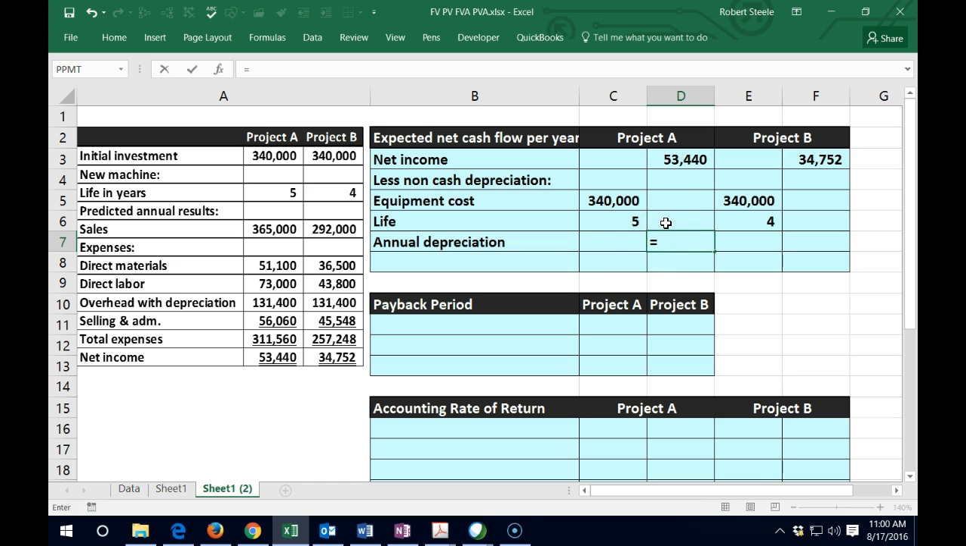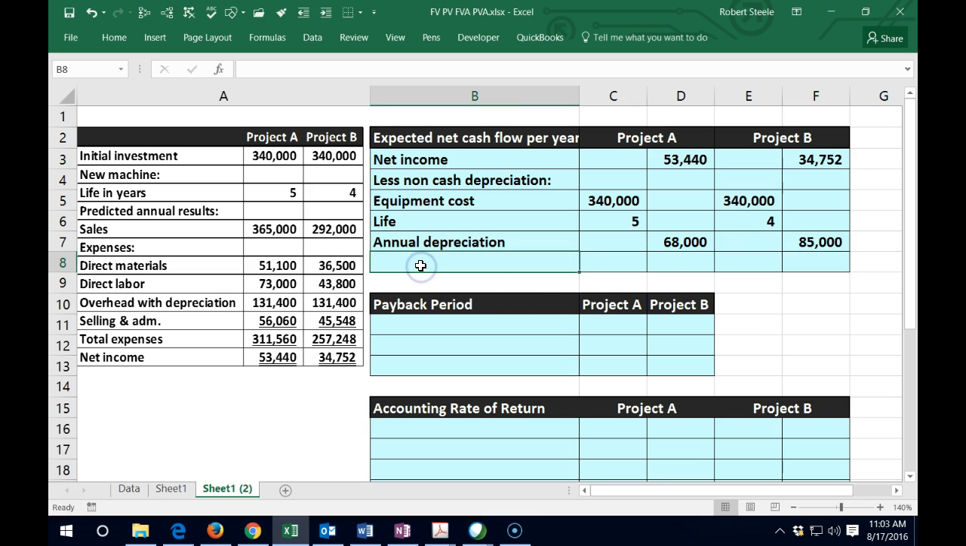I'm going to say equals the 340,000 divided by the 5-year life in this case. Therefore, we'd have depreciation of 68,000. And that, of course, is the amount included in this number here that is not cash related, that we're going to pull out so that we can see the cash flow. And so we'll do the same thing over here: this equals the 340,000 divided by the 4 years, and we get 85,000.